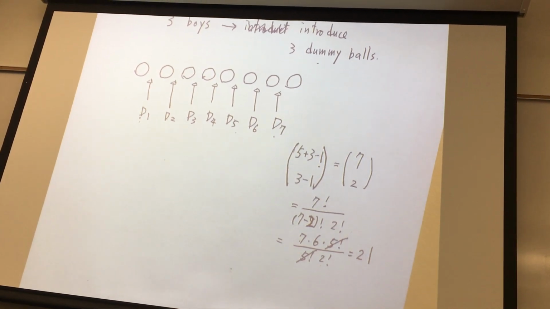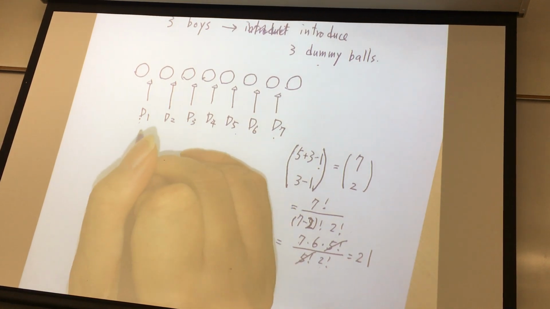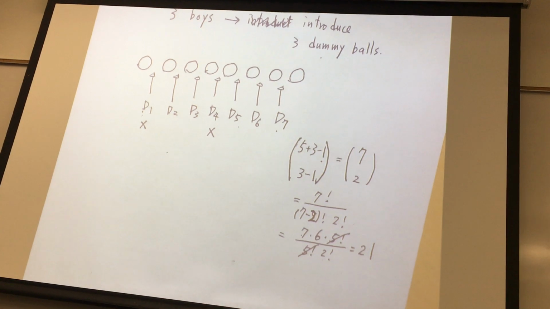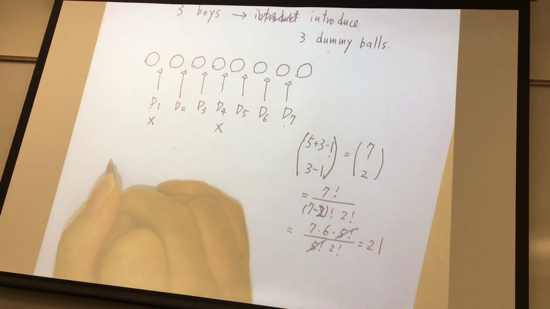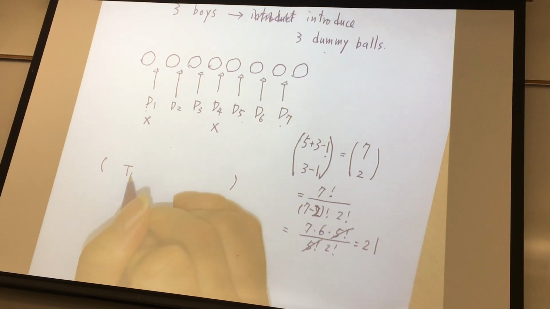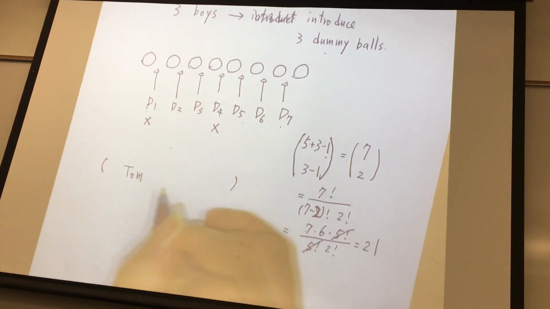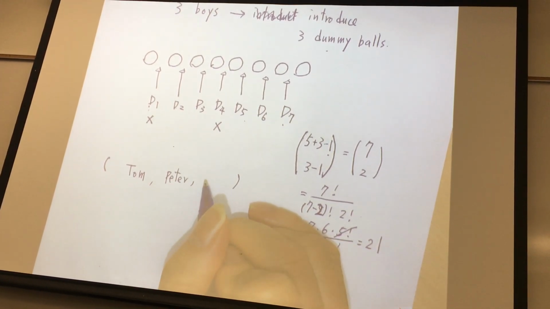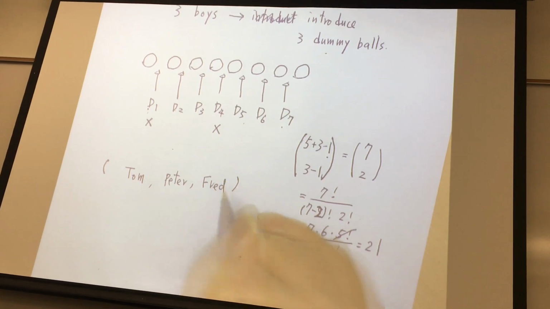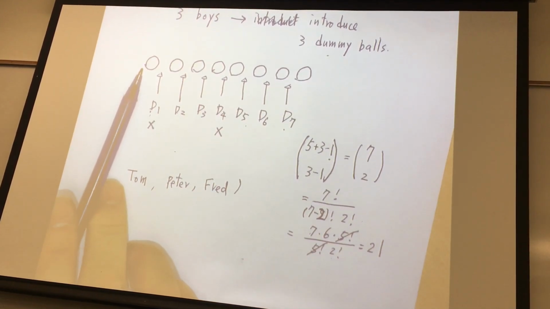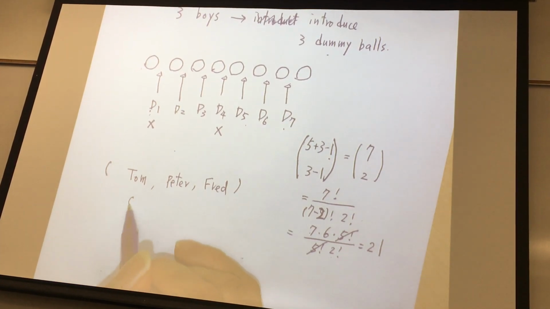And let me give you a concrete example. Suppose I choose these 2. Okay? And look at here. 3 boys: Tom, Peter, and what? And Fred. Okay? If I choose these 2, that means the first boy gets how many? 1. But remember, that one is a dummy. So Tom actually gets nothing. Are you with me?